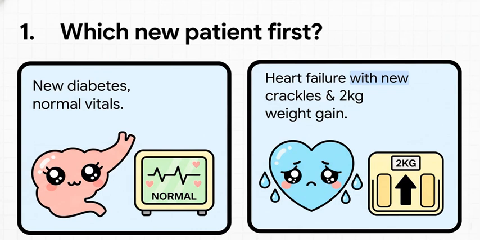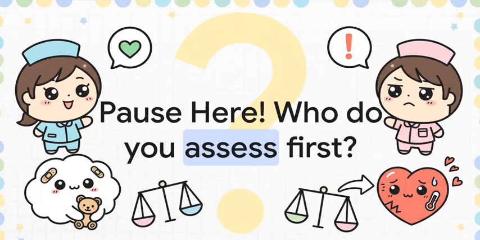Okay, question 5. You've got 2 newly admitted patients. First, a patient with newly diagnosed diabetes, but their vital signs are normal. Second, a patient with heart failure who now has new crackles in their lungs and has gained 2 kilograms overnight. Go ahead and pause. They're both newly admitted, so what's the tiebreaker here?